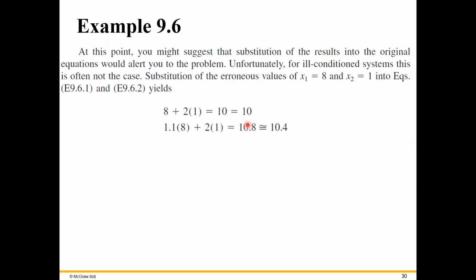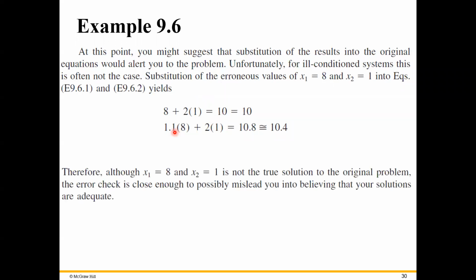So we may be misled that this 8-1 solution may be the approximate solution of this system. But in reality, this is not the solution of this system. This is the solution for another system in which 1.1 is written as 1.01. Therefore, an ill-conditioned system can also mislead you to the wrong solution.